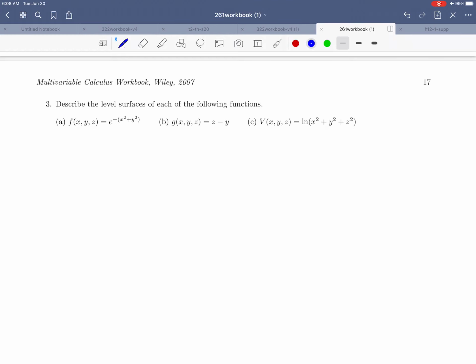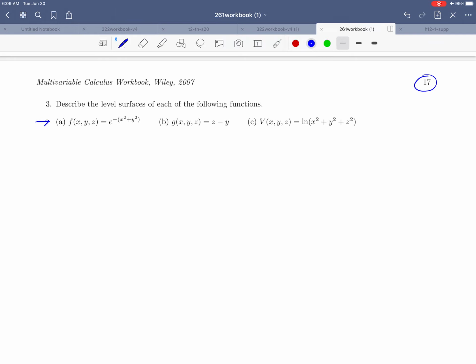Hi everybody, and welcome to exercise 3 on page 17 of the workbook. In this problem, we're going to try to describe the level surfaces of a few functions just to get the feel for analyzing a function of 3 variables. All right, so let's look at these one at a time, starting with a here.